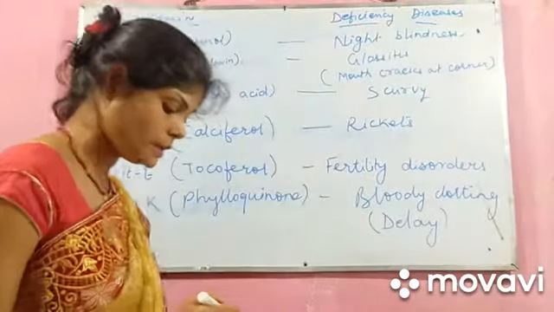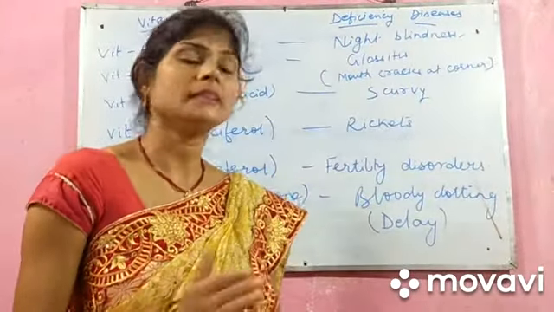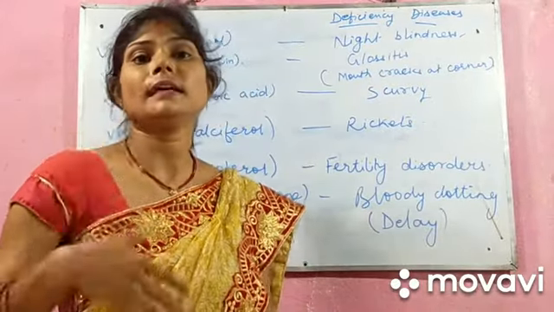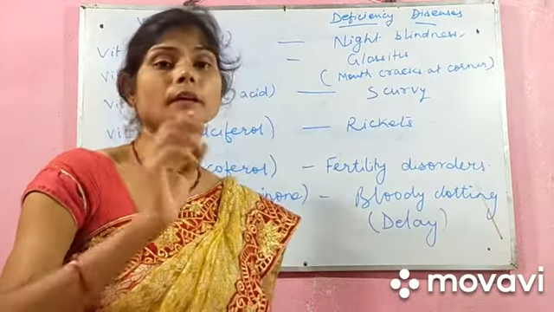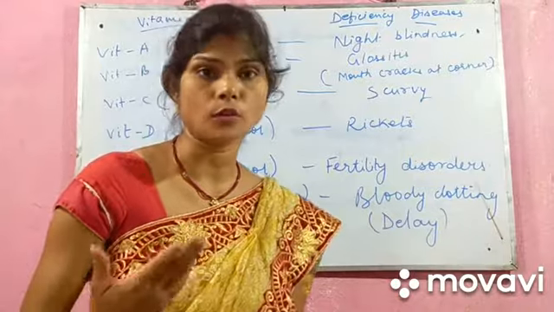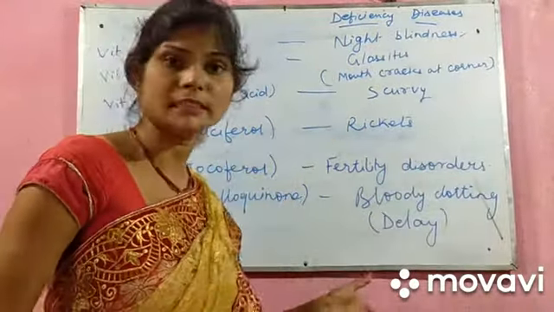Delayed blood clotting means, suppose when we get cut in our body part, the thromboplastin layer, which helps in the coagulation of the blood, helps in the clotting, so that an excess amount of blood does not flow out from our body. That clotting will come late, and in that condition we will suffer from blood loss. So these are the vitamins, these are the deficiency diseases.